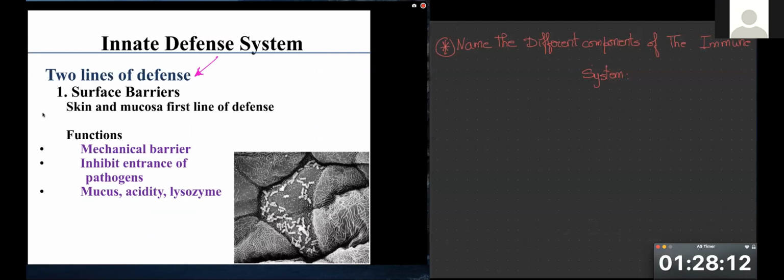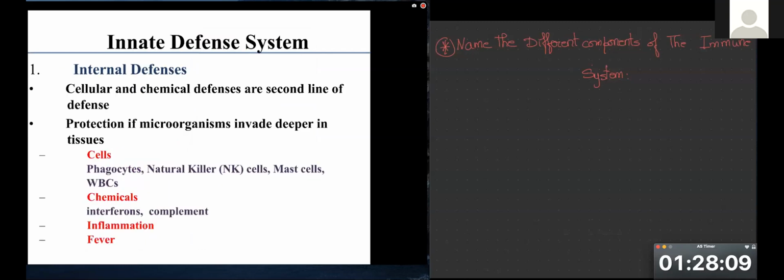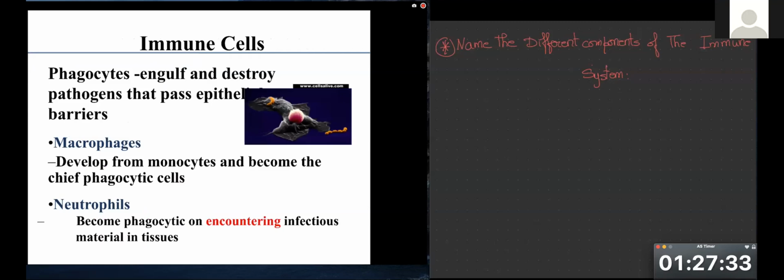So we also did discuss few of the other parts of the innate immunity. And if you remember, this did include the internal defenses, which were the cells, chemicals, and we've got two processes. We discussed only one of them, which was the inflammation, and we still have one to discuss today, which is the fever. So for the innate immune cells, we did divide them into two major categories.